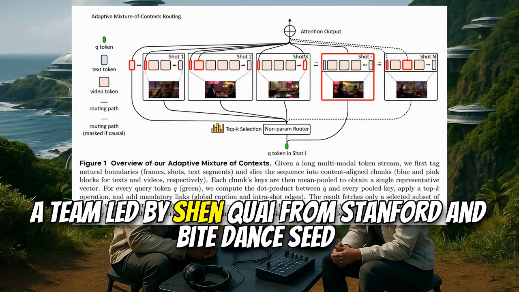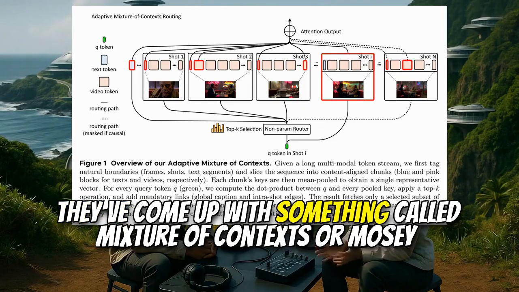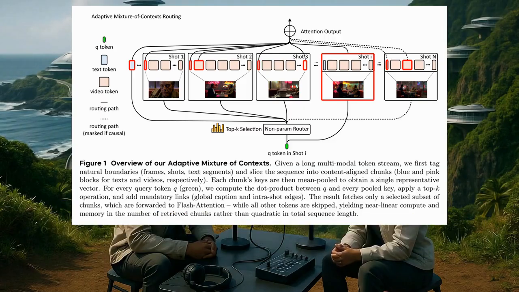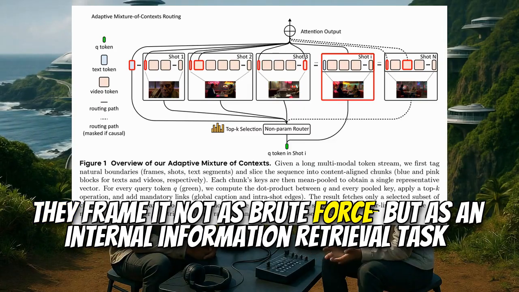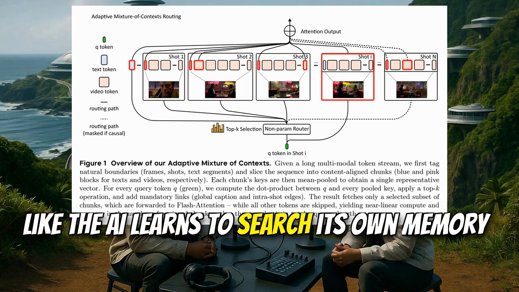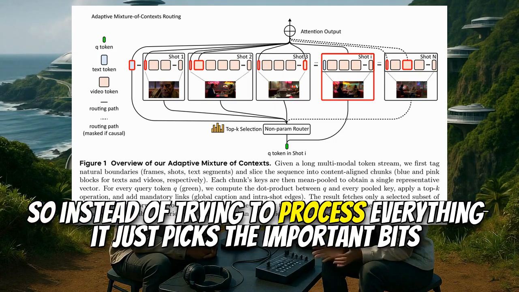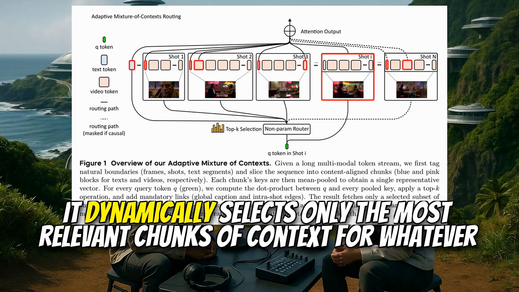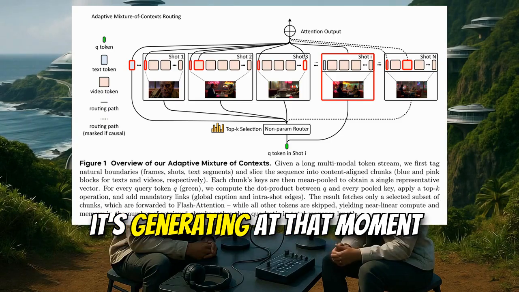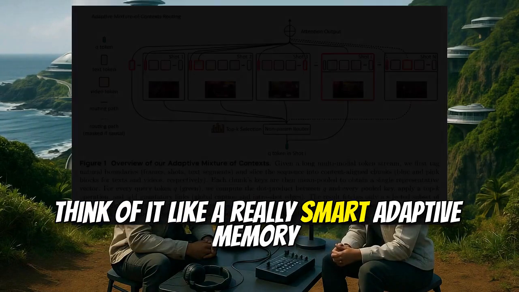Okay, but this is where our paper comes in. A team led by Sheng Kuai from Stanford and ByteDance Seed has come up with something called mixture of contexts, or MoC. And it's a really clever shift in thinking. They frame it not as brute force, but as an internal information retrieval task. Like the AI learns to search its own memory. So instead of trying to process everything, it just picks the important bits. Exactly. It dynamically selects only the most relevant chunks of context for whatever it's generating at that moment.